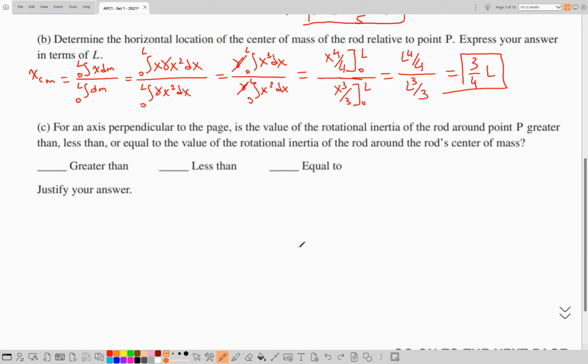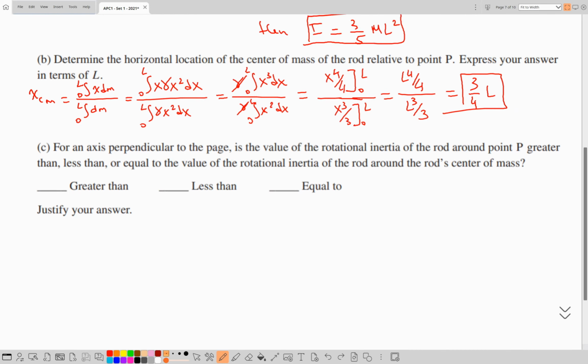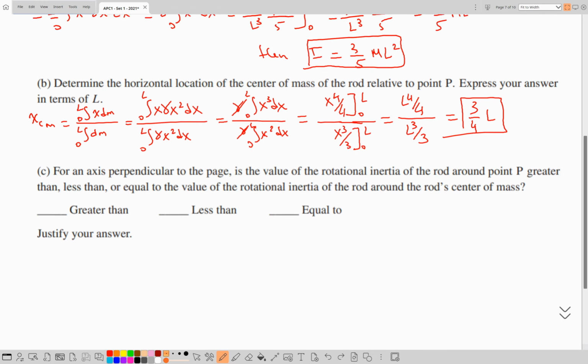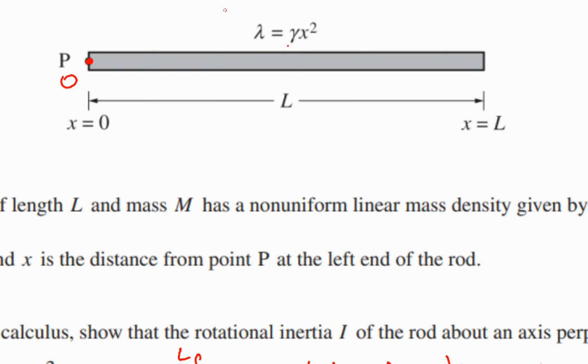Now in part C, they're telling us, for an axis perpendicular to the page, is the value of the rotational inertia of the rod around the point P greater than, less than, or equal to the value of the rotational inertia of the rod around the rod's center of mass. So they're trying to compare two rotational inertias. One we're calling IP, which is the rotational inertia around P, and another one, ICM, which is the rotational inertia around the center of mass.